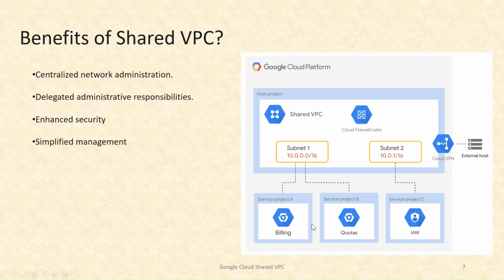Let's say your application owners, you can delegate the administrative responsibility to each owner, so that they will manage their compute part and the network team will manage their network part. It will also enhance security, and simplify management, since your network is in a central host project and your applications are running in service projects, right?